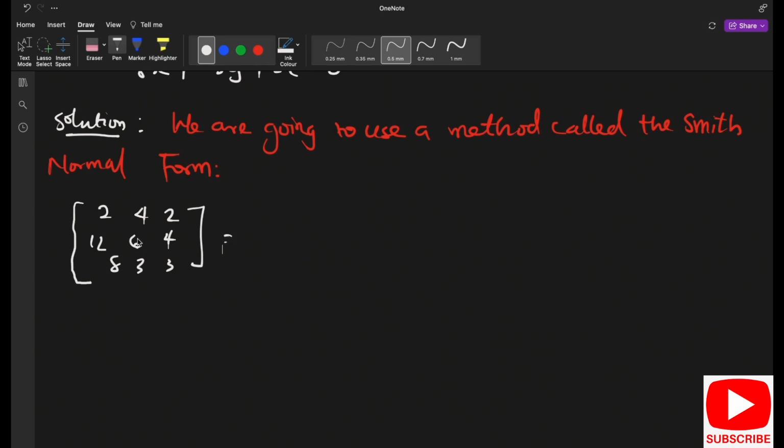To solve this problem, you might say, oh, I want to use the conventional row reduction, column reduction, but it will be shocking to let you know that it might not work. So what I would advise you to do is just to follow this up, because it might really be of importance. So this is my matrix: 2, 4, 2, 12, 6, 4, 8, 3, 3.